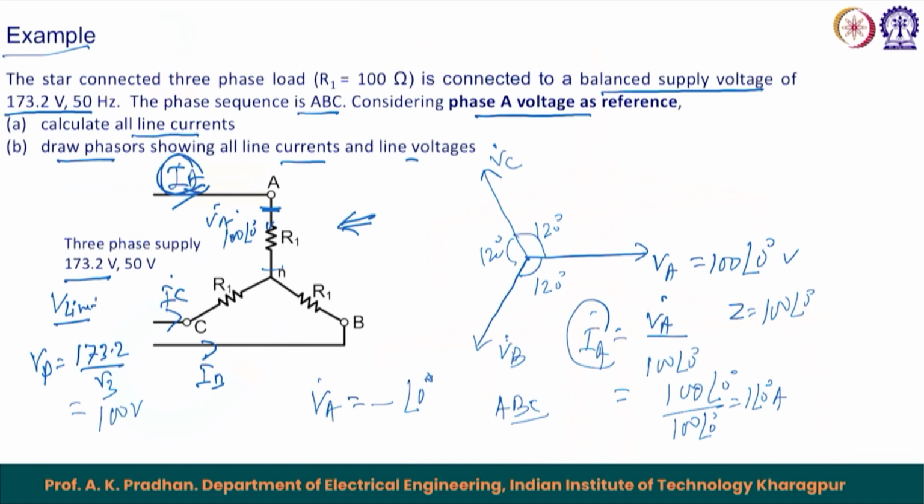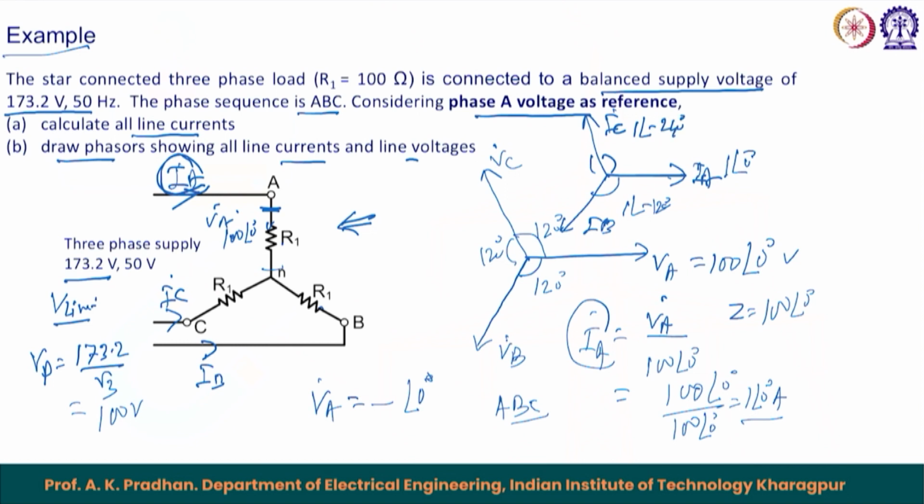Similarly, because the system is balanced, all are having R 1 impedances. So, the current will also be balanced. If I A is the reference current, then the I B current will be 120 degree apart, and the I C current will also be 120 degree apart from each other. So, as I A is 1 with 0 degree, I B is 1 with an angle of minus 120 degree and I C will be 1 with an angle of minus 240 degree ampere.